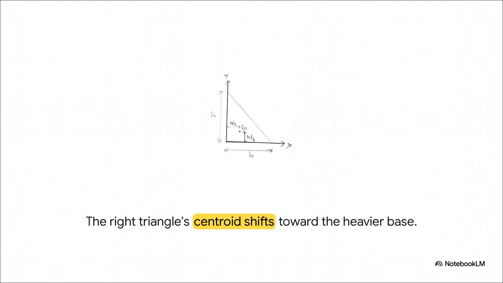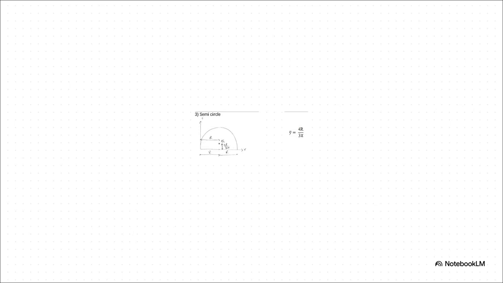It's a great visual demonstration of a critical engineering principle. Mass and area dictate the balance point. The wider the base, the more it just pulls that centroid right toward itself. So the takeaway here is that as shapes get more complex, the rules of balance follow suit.